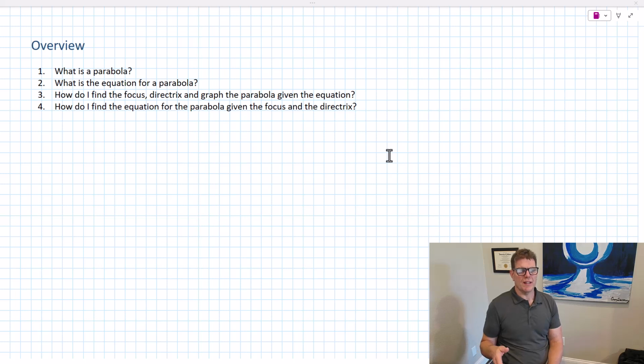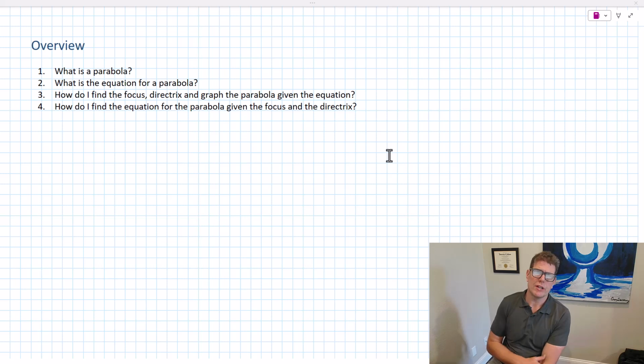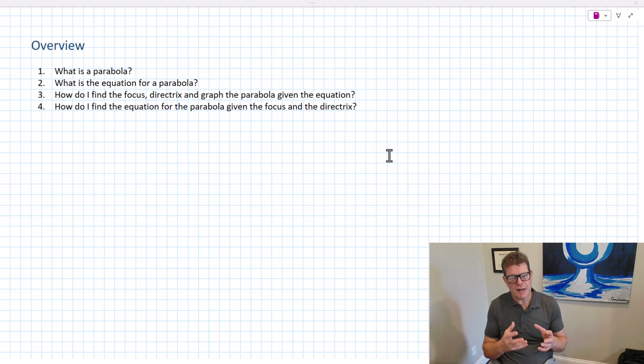So what did we discuss in the lecture? One, what is a parabola? Remember, it's defined as the set of all points that are equidistant from our focus and our directrix. Two, what is the equation for a parabola? How is it that we actually derived our equation for the parabola given that definition from the focus and the directrix? Then how do I find the focus, the directrix, and graph the parabola if I'm given an equation? Kind of put these ideas together. And then how do I find the equation for the parabola given the focus and the directrix? Allowing us to kind of switch that idea. So this completes this basic lecture.